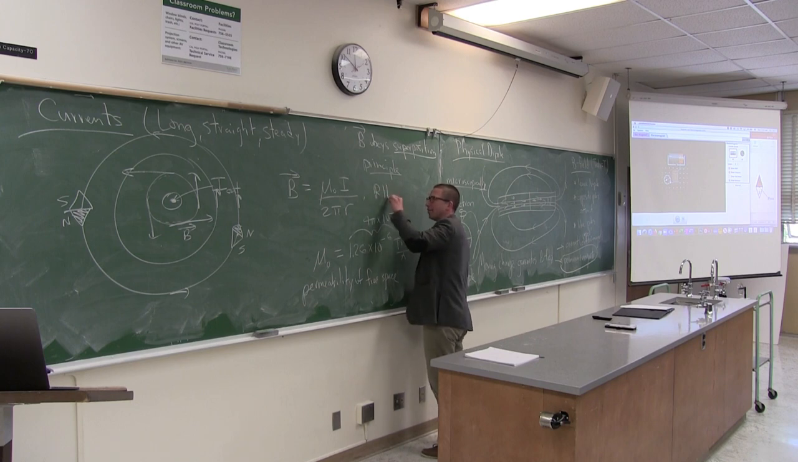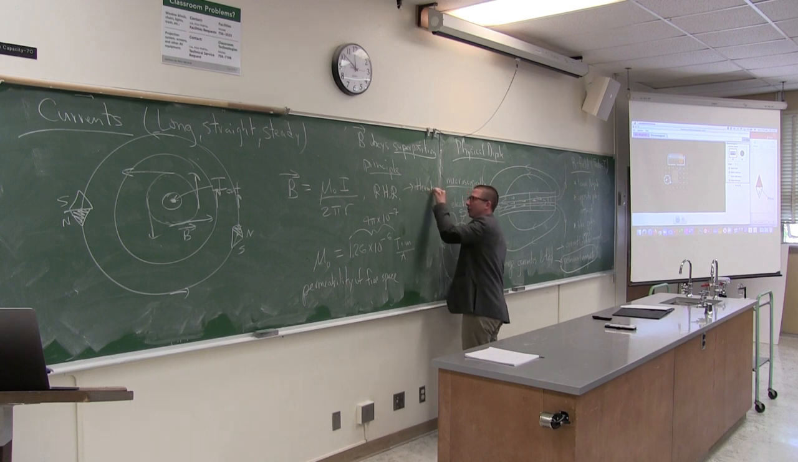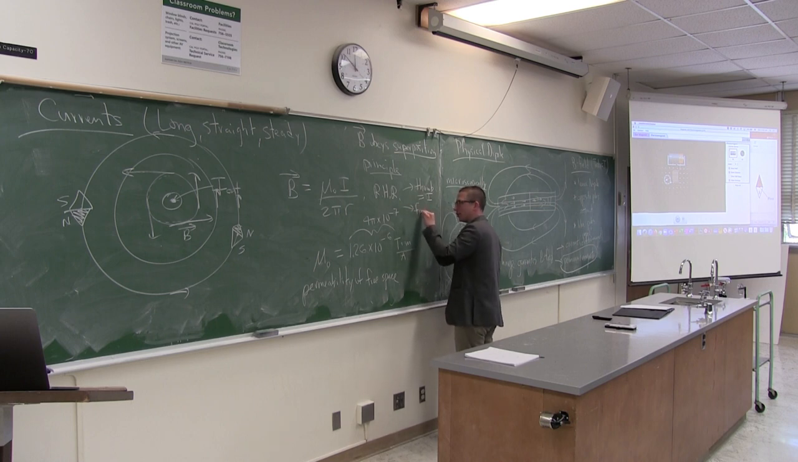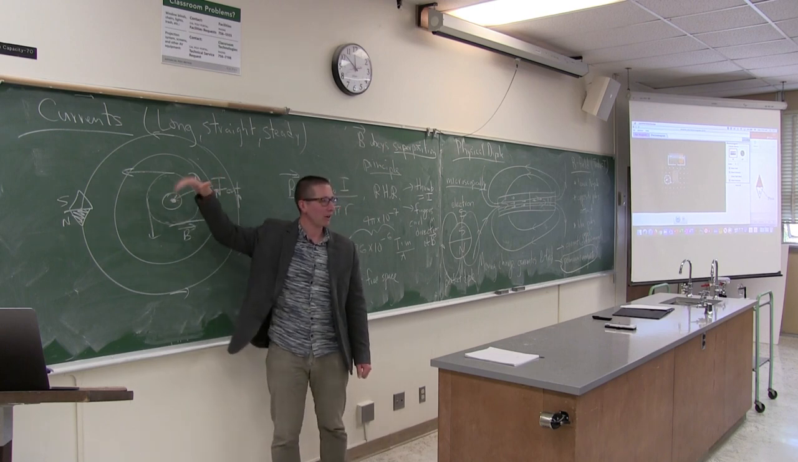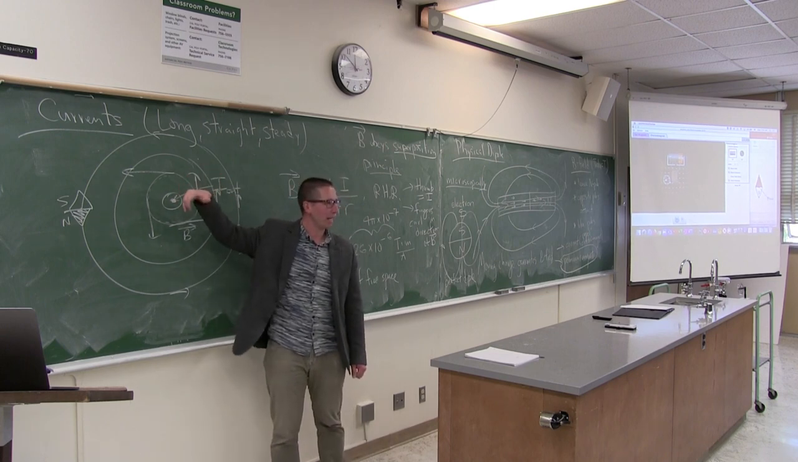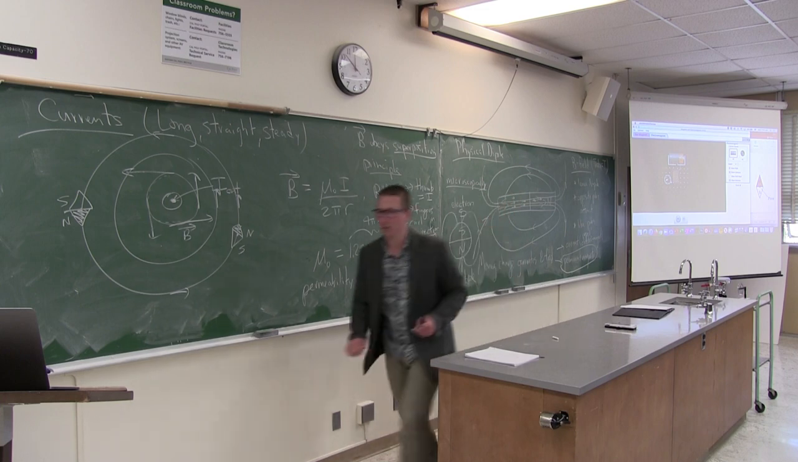So notice I put a vector sign here. The direction is given by the right-hand rule. And for current, this just means thumb is equal to the current, and fingers curl in the direction of B. So how does that work? If I point my thumb in the direction of the current, my fingers curl around in the direction of B, like this. So that gives me the direction of the field.